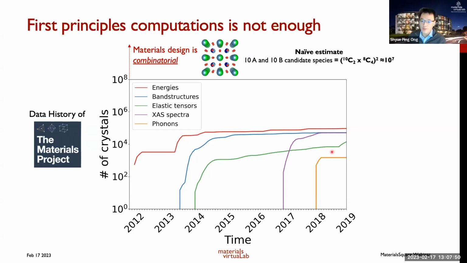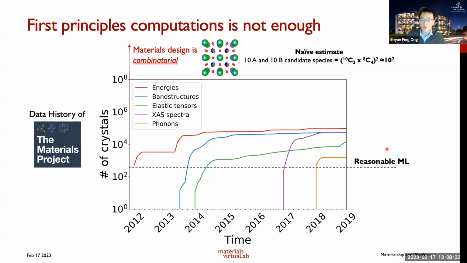Now, the other problem is that other than the energies, you have other properties where the number of properties is much smaller, right? We still have a good number of things like band structures, but if you look at things like phonons or elastic tensors, they are also several orders of magnitude smaller than the total number of energies that we have. The reason for this is very simple, right? Calculating things like elastic tensors and phonons is much more expensive than just relaxing a crystal structure and getting the energy. Now, the good news, though, is that we have a way out of this conundrum, right?